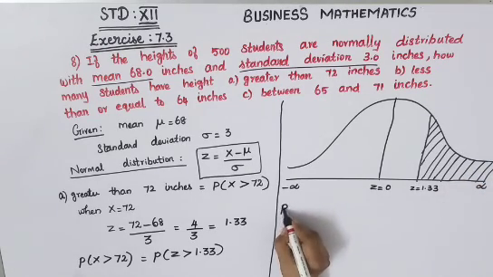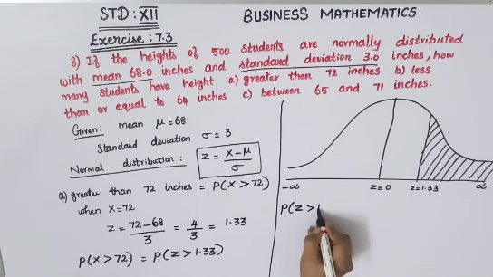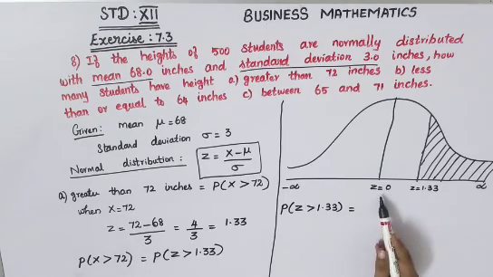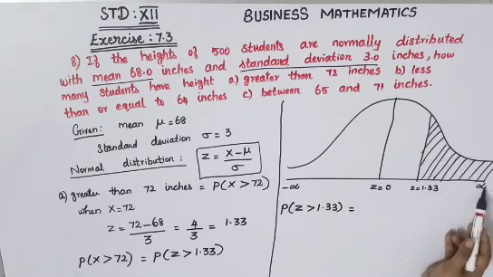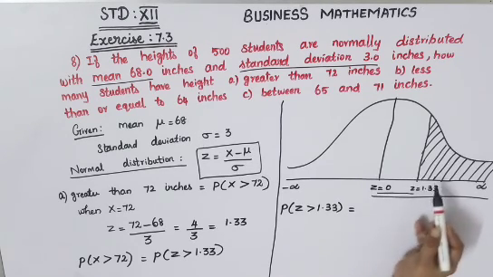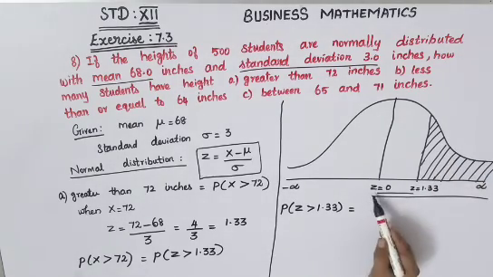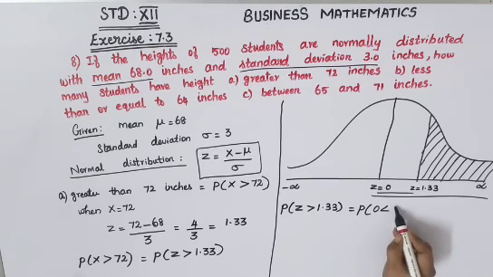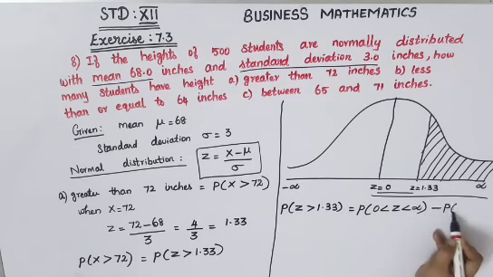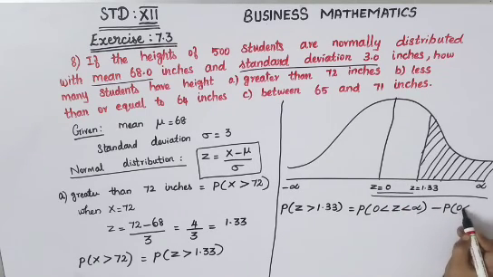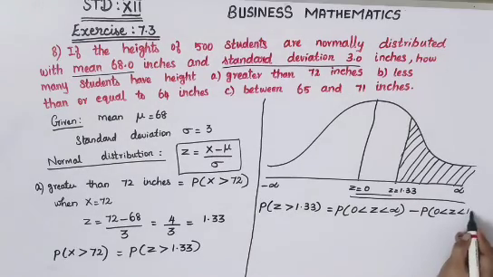So you can write it as P of z is greater than 1.33, which is equal to, you'll have to touch 0 and do it. So from 0 to infinity, that is this full region, minus this small region. If you subtract, you will get this shaded part. So from 0 to infinity, that is P of 0 less than z less than infinity, minus again P of 0 to 1.33, so this region, that is 0 less than z less than 1.33.